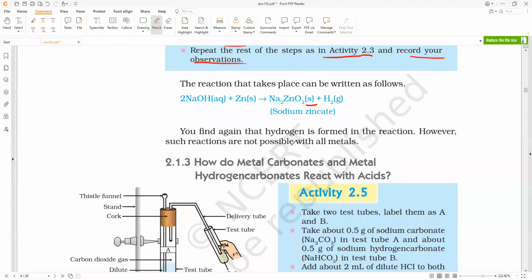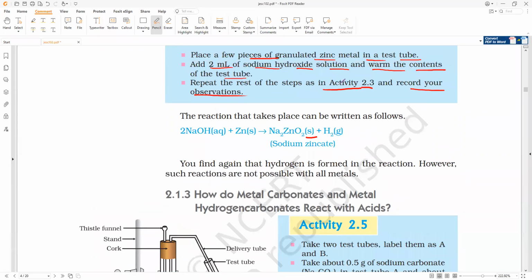But actually, it will come 100%. It is aqueous state only. We are not getting a solid state. And I forgot it, as they are mentioning here.